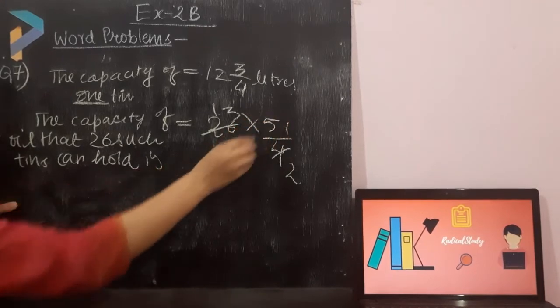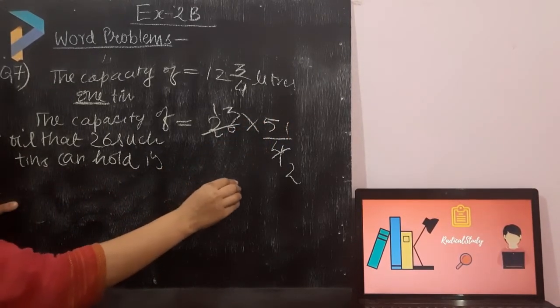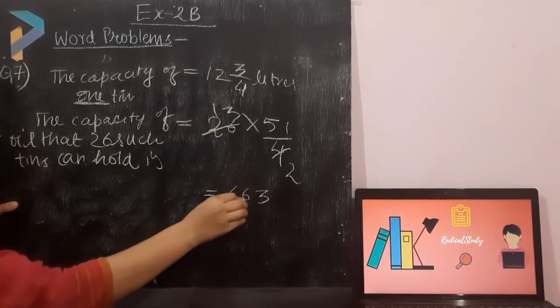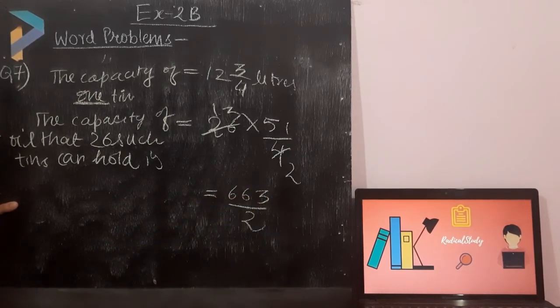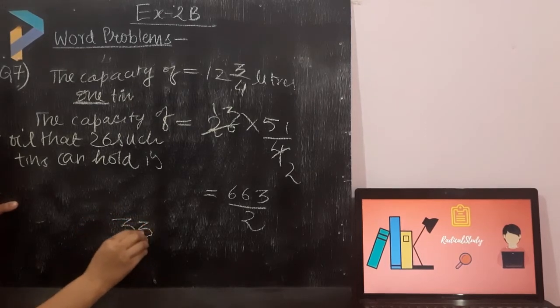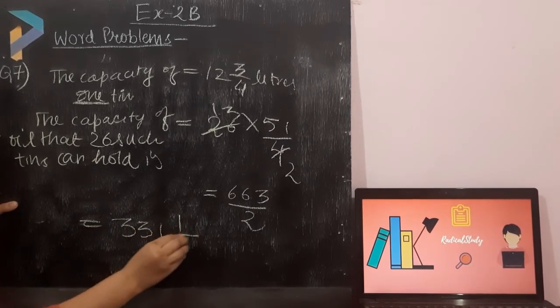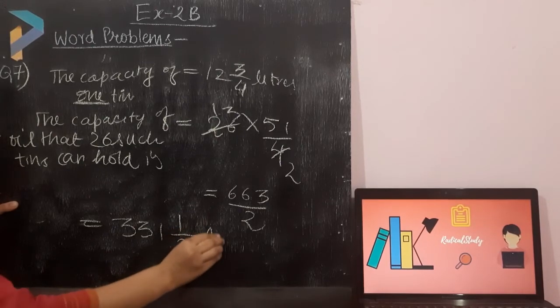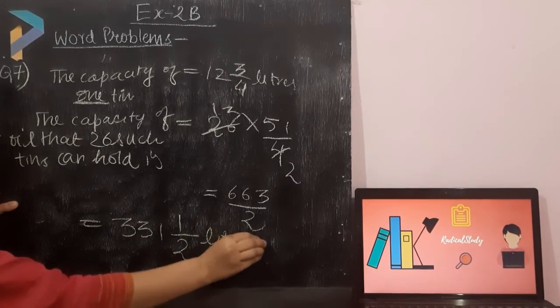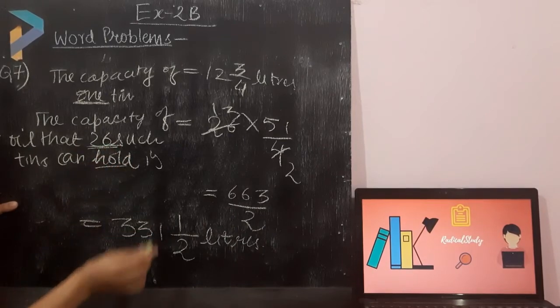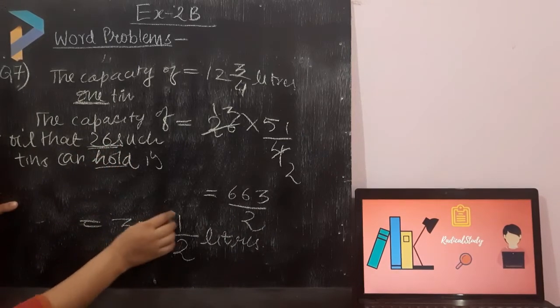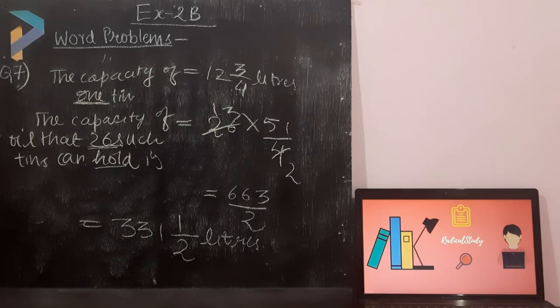Now 13 multiplied by 51 is 663/2. When we are going to convert it into mixed fraction, it will be 331 whole and 1/2 liters. That means 26 tins can hold 331 1/2 liters of oil. Okay students. Now I am going to solve the next question for you, which is question number 8.